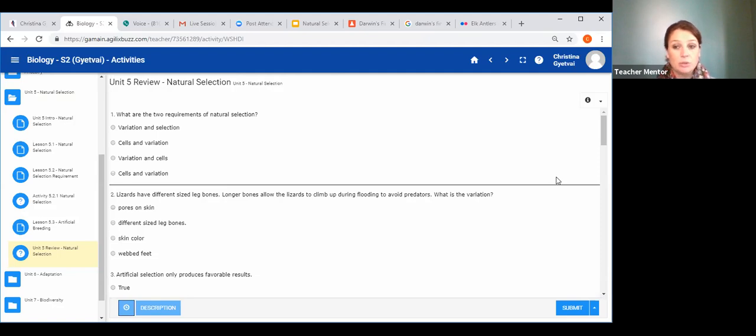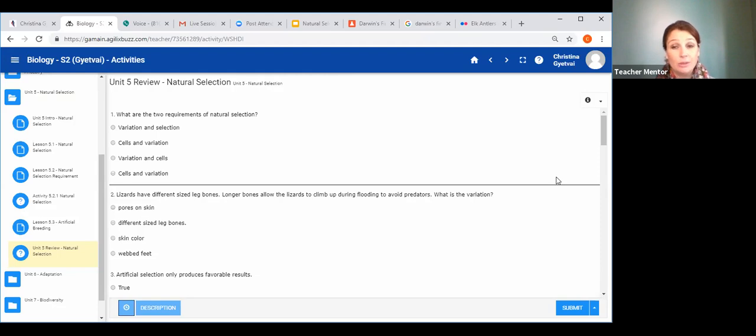Okay, number 2, lizards have different sized leg bones. Longer bones allow the lizards to climb up during flooding to avoid predators. What is the variation? Okay, so my choices are pores on skin, different sized leg bones, skin color, webbed feet.